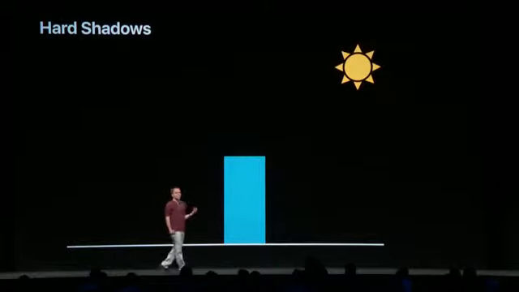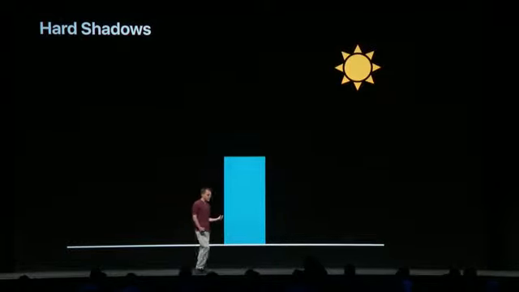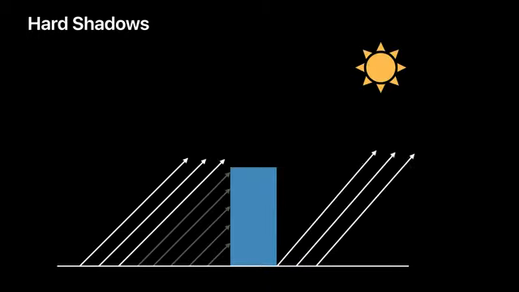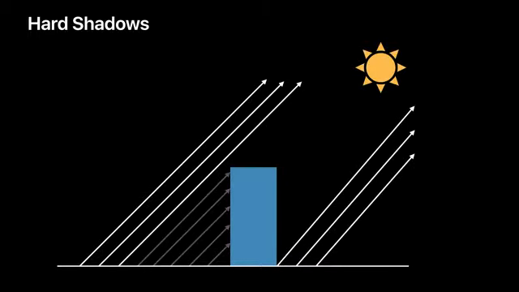Now, the way that we model this with ray tracing is to take points on our surface and fire rays up in the direction of the sun. If a ray hits something, then the associated point is in shadow. Otherwise, it's in sunlight.